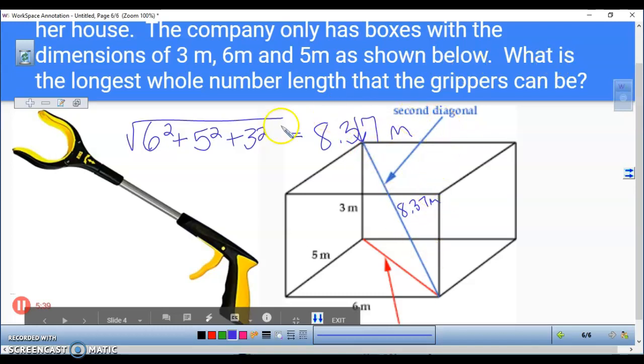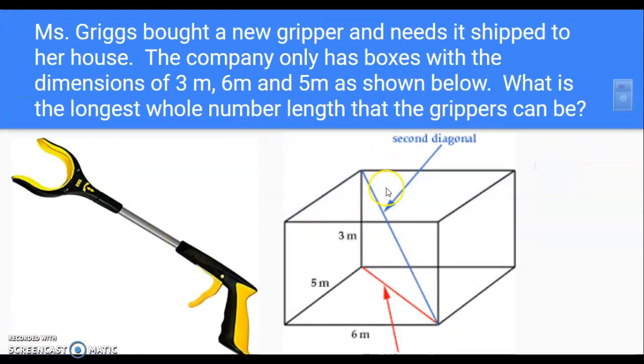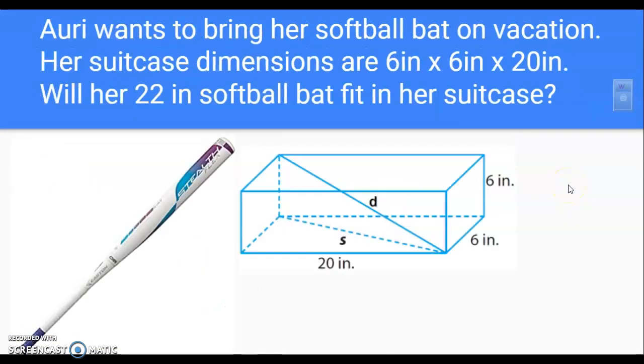They want to know what is the longest whole number length that the grippers can be. So if I look at this, I know that I'm not going to round this up because 9 would not fit. That means the longest whole number length that the grippers can be is 8 meters. And that would fit diagonally inside of the box. So that's the rule for all of these. We'll go ahead and work another problem just to give you some practice.